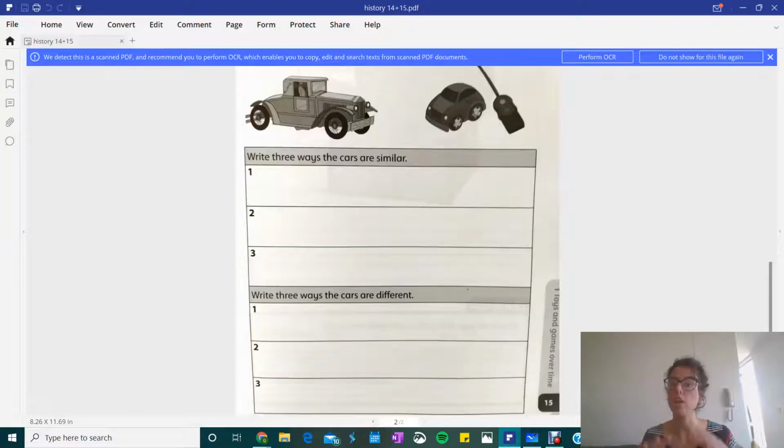Okay, so remember, we're not comparing real cars. We are comparing toy cars. These two right here. This picture of this old car and this picture of this new toy car. So when you're done, if you're able to, send me a picture so I can see your work. All right? And if you have any questions, please let me know.